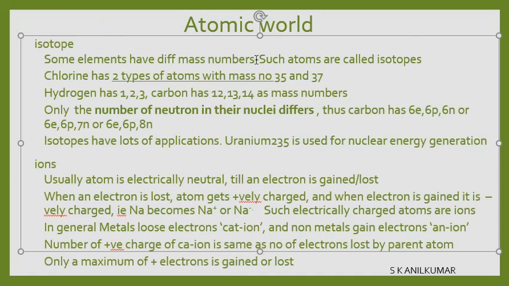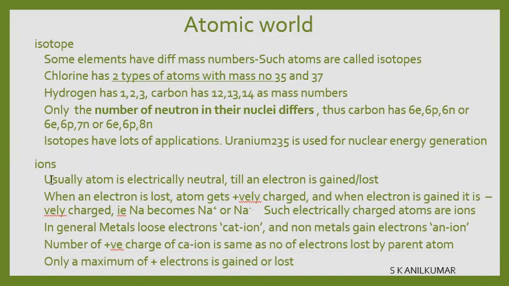Isotopes are useful for many industrial uses. Uranium is an important isotope which helps in nuclear energy generation. Ions are positively or negatively charged atoms. What does this mean? An atom is electrically neutral; the number of electrons and protons is the same. But when an electron is lost, the number of electrons will be less and it will be positively charged. If an electron is gained, the number of electrons will be more and it will be negatively charged. When an electron is gained or lost, it becomes an ion.